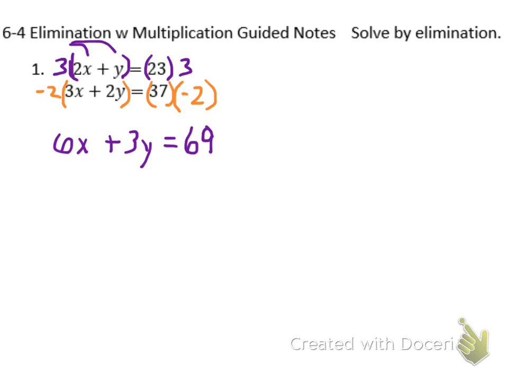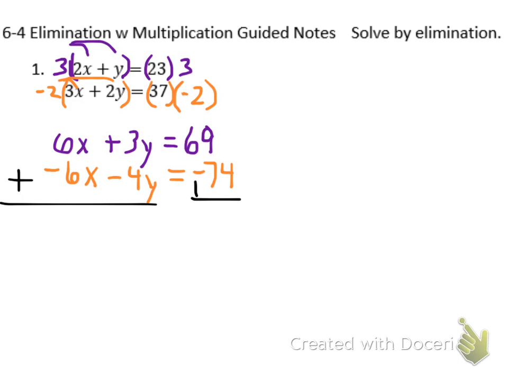And that will cause my x coefficients to be opposites. Negative 2 times 3x is negative 6x. Negative 2 times 2y is negative 4y. And then 37 times negative 2 is negative 74. Now we're ready to add our equations together.